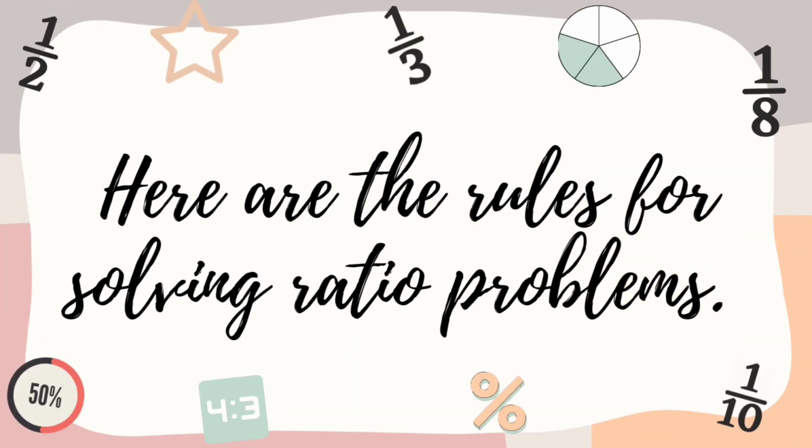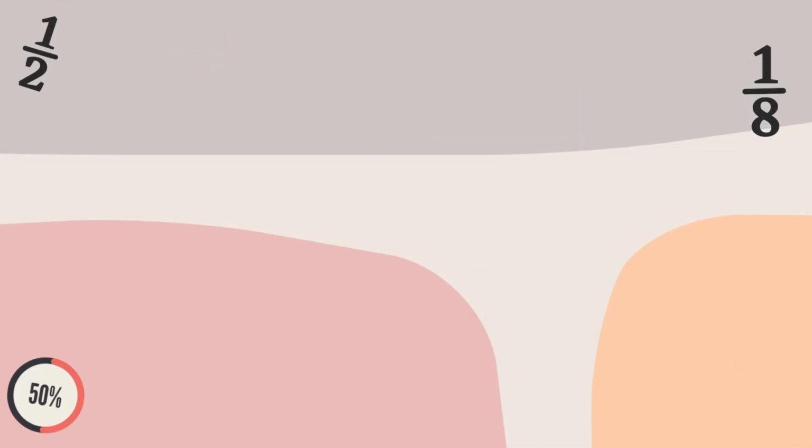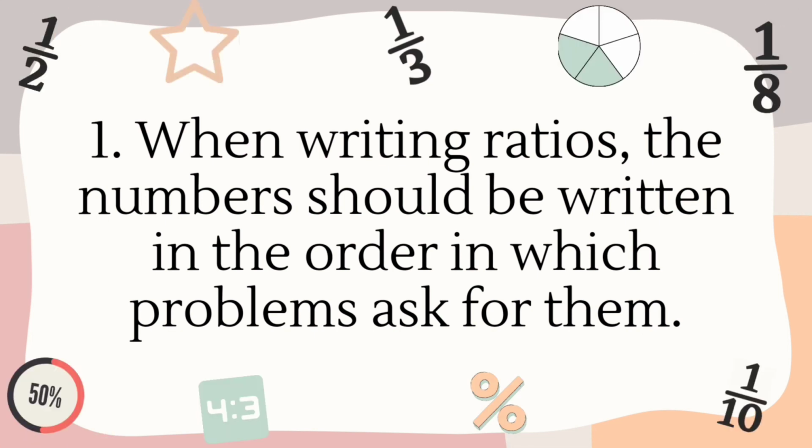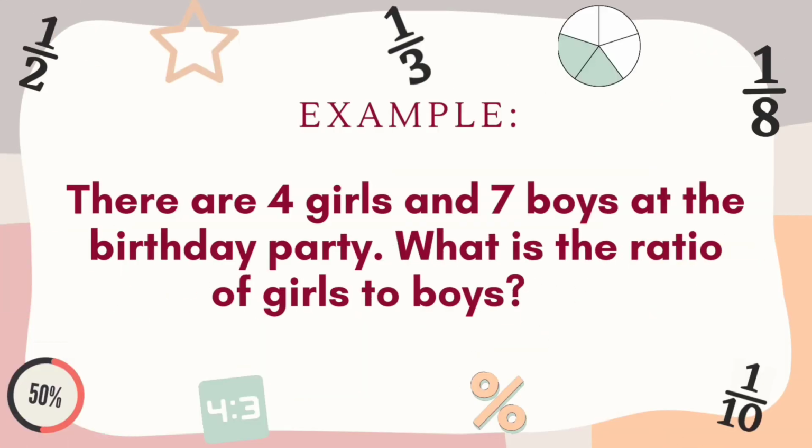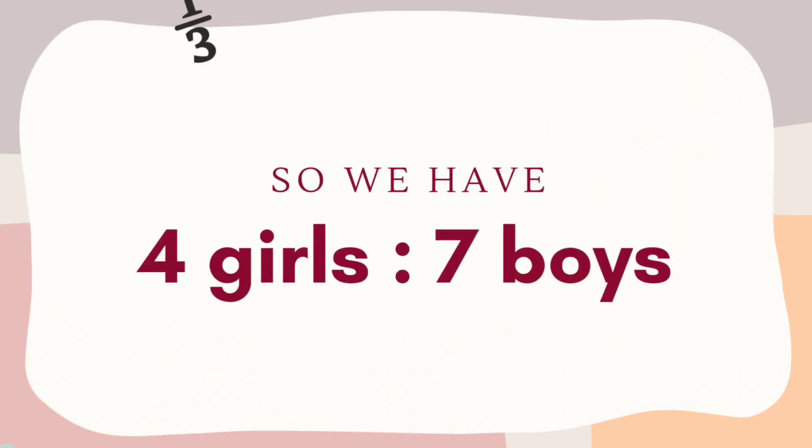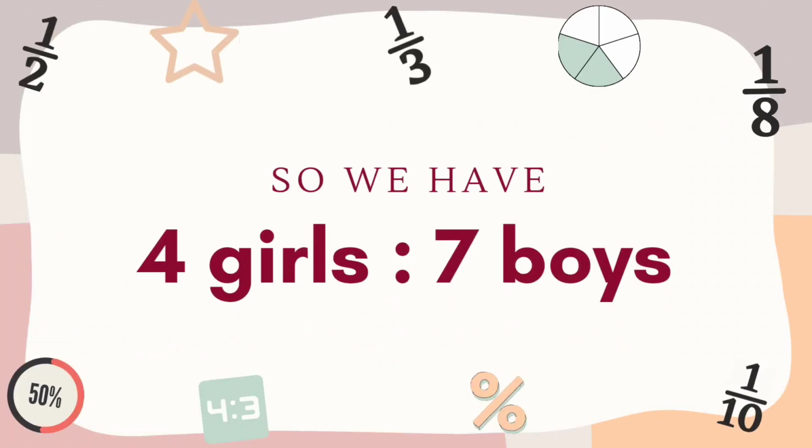Here are the rules for solving ratio problems. Number 1. When writing ratios, the numbers should be written in the order in which the problem asks for them. Example: there are 4 girls and 7 boys at the birthday party. What is the ratio of girls to boys? So we have 4 girls to 7 boys.